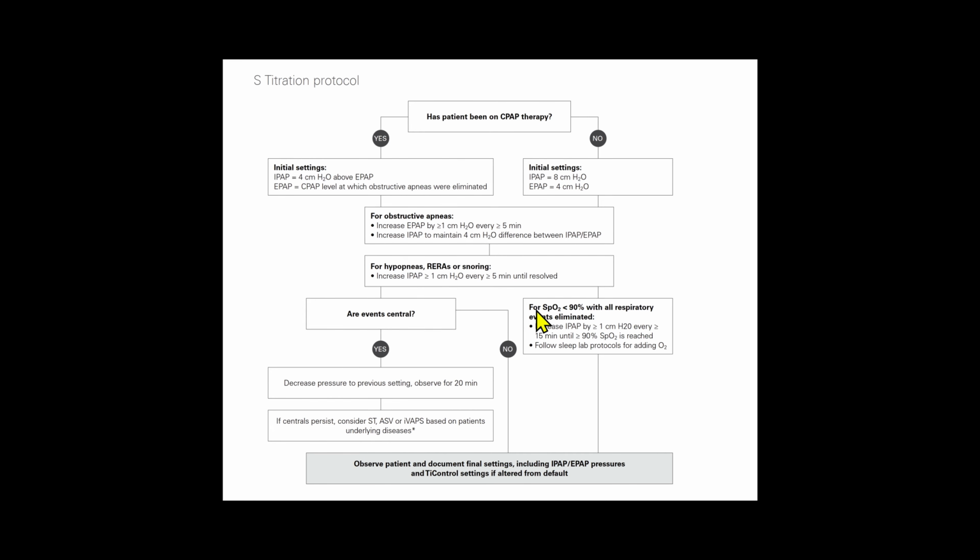This is also interesting as well. So if oxygen saturation levels are below 90%, even though all the events have been resolved, then it says increase IPAP by 1 centimeter every 15 minutes or so until we're above 90. Or in your case, increase IPAP by 1 centimeter every night until your oxygen is staying above 90%. If that doesn't work, then you follow sleep lab protocols for adding oxygen to your PAP therapy, which is something we'll save for another video.